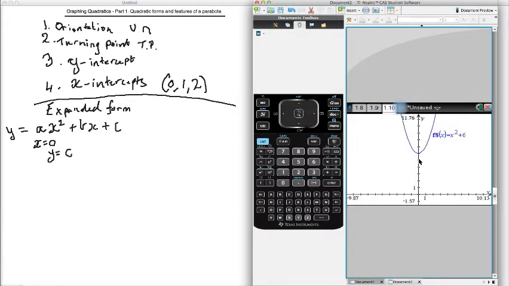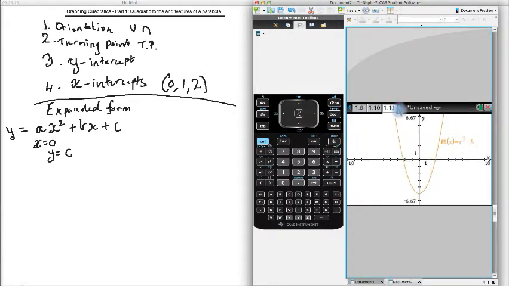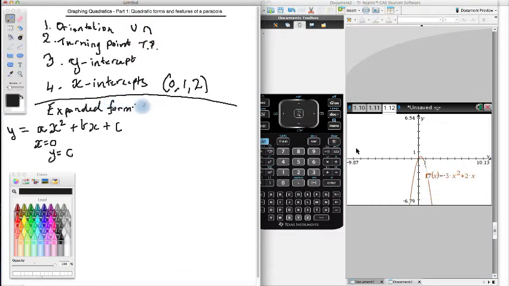So, let's get some of our other graphs. So even here, when x is 0, it's the y-intercept. So, expanded form is really handy for finding the y-intercept. So expanded form is really good for the y-intercept. Because the y-intercept is equal to c. Let's use another color. So this here is the y-intercept in expanded form.